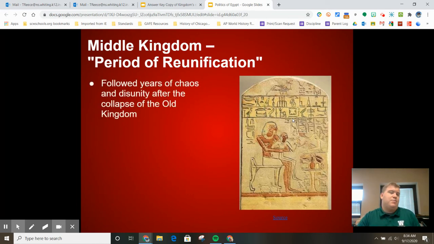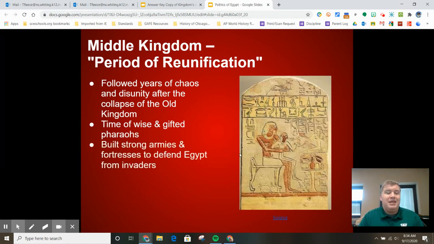Now, the thing with the Middle Kingdom is that it had about 200 years of chaos that happened before it, and then they were able to be unified. It was a time period of wise and gifted pharaohs that learned a lot from the old time periods, and they started to realize that they didn't have absolute power, that they needed advisors to help them with their decision making. All right. The one big thing that they did is that they built very strong armies and defended Egypt very well against foreign invaders.